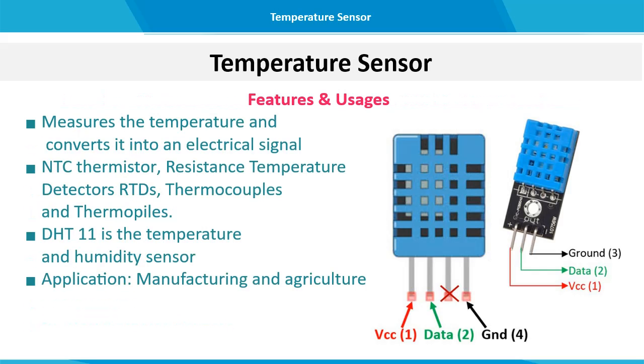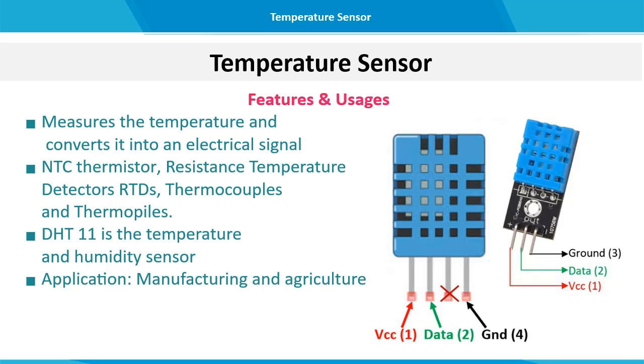A temperature sensor senses and measures the temperature and converts it into electrical signal. There are many types of temperature sensors such as NTC thermistor, resistance temperature detector RTDs, thermocouples and thermopiles. The resistance temperature detector sensors work on the correlation between the resistance of metal and the temperature, as the resistance of the metal varies with the change of temperature.